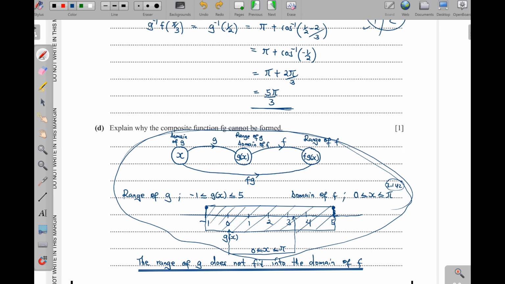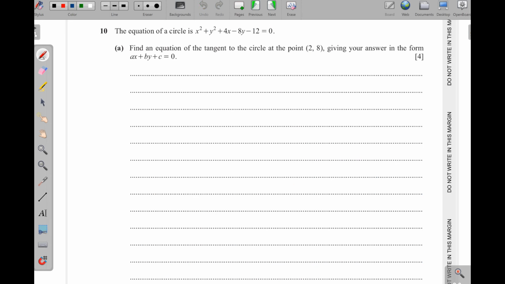It's just 1 mark. Question 10 is coming from circles. The equation of the circle is this one here, and we are to find an equation of the tangent to the circle at the point (2, 8), giving your answer in this format here. All right. Now, we have this one here.